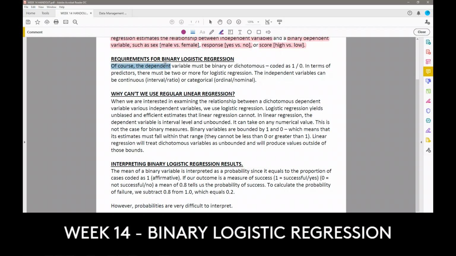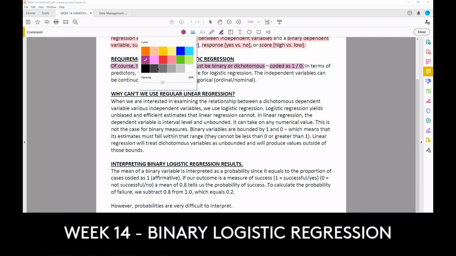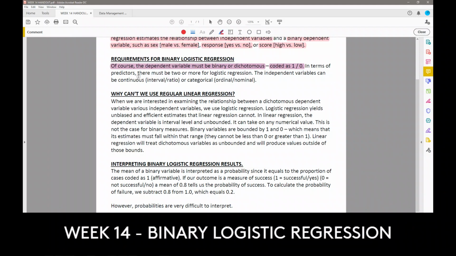Okay. So let's quickly go over just some of the basic requirements for logistic regression. Of course, as I mentioned, your outcome variable has to be binary or dichotomous, coded as 1 or 0. Okay. When it comes to your predictors or your independent variables, you must use 2 or more. Okay, so you can't just use one like simple linear regression. If you want to use binary logistic, you have to have 2 or more independent variables. Okay, again, these independent variables can be continuous or categorical.